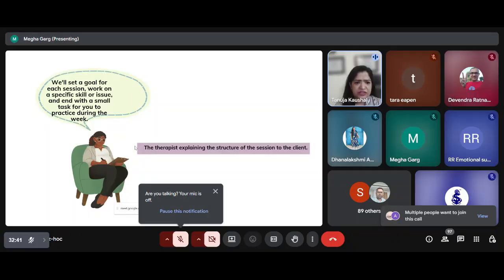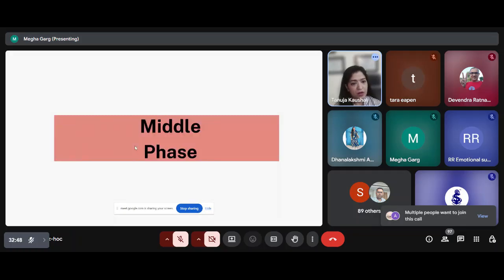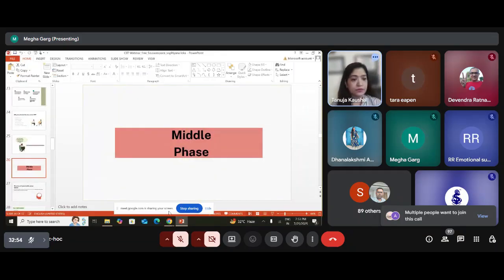Okay, so I think we have discussed this, that we tell the client what the structure of a session will be like. We can move on. All right, so from here on, Megha, if the technical issue is sorted, you can take it up.